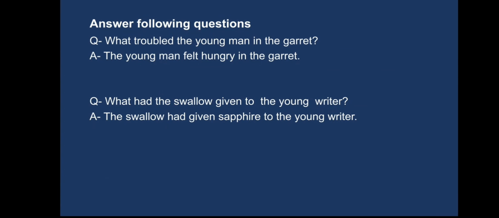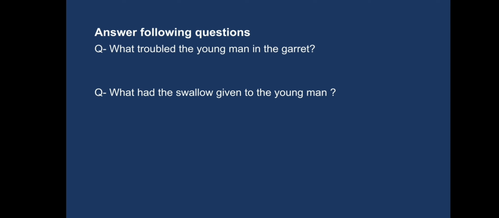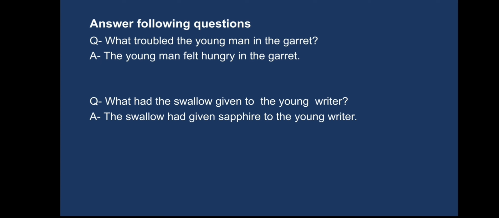What troubled the young man in the garret? What had the swallow given to the young man? Students, please recall that picture which I have just shown to you and try to answer these questions. Yes, what troubled that young man in the garret? That was hunger only. The young man felt hungry in the garret. And the next question, what had the swallow given to the young writer? The swallow had given a sapphire to the young writer.